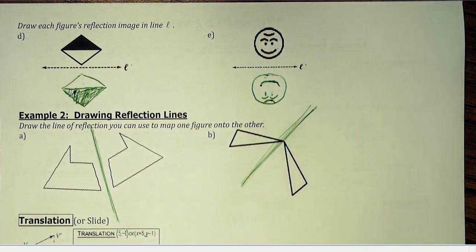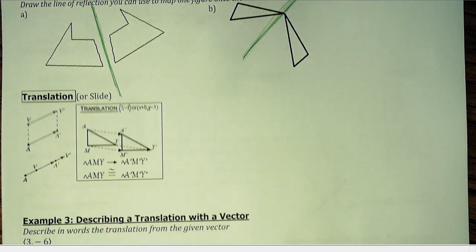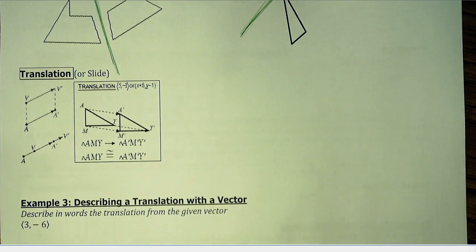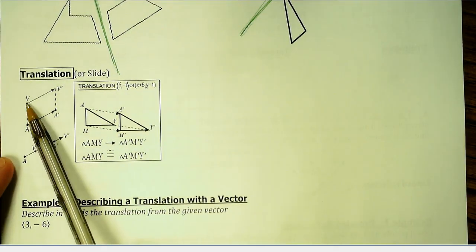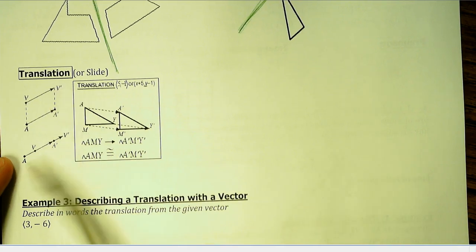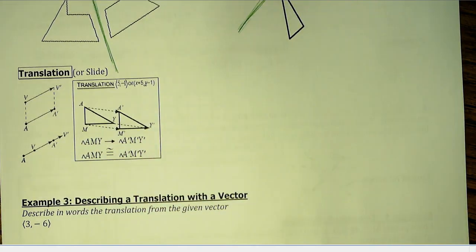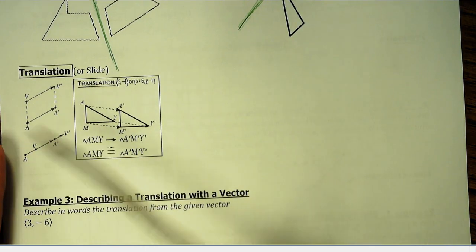And then real quick, we're also going to talk about translations today. So translation is a slide. Okay, so you're basically taking a point. Here I've got V and A, and we're just sliding it. It's still going to have a prime, so the pre-image is your starting point, your image is your second. Wherever you end up, that's going to have a little prime on it.